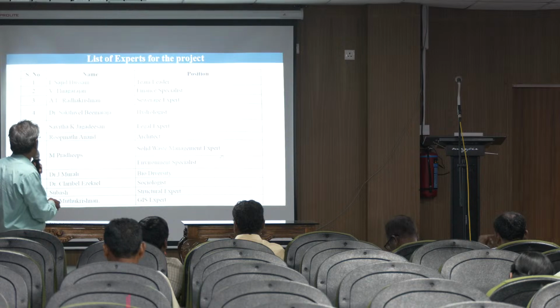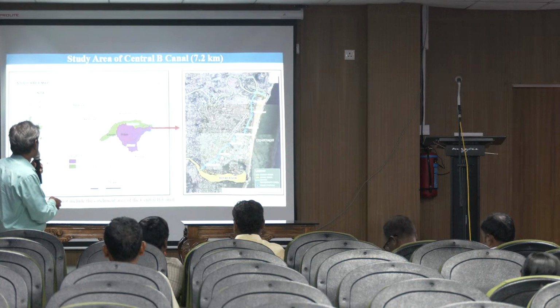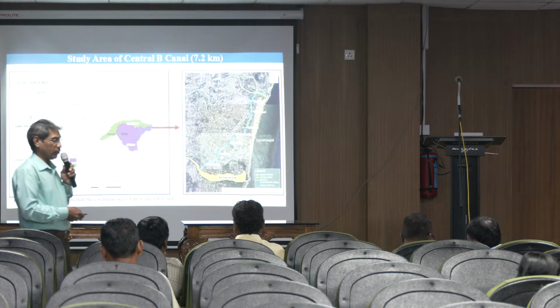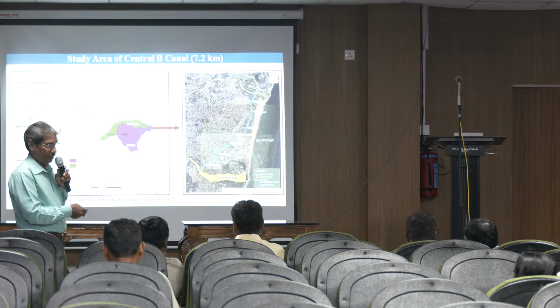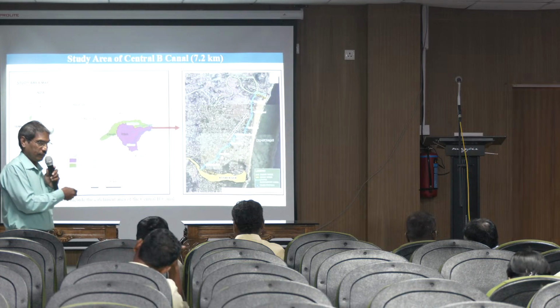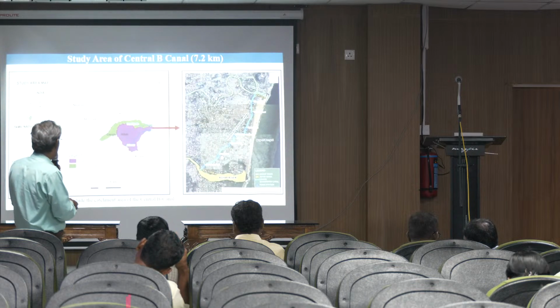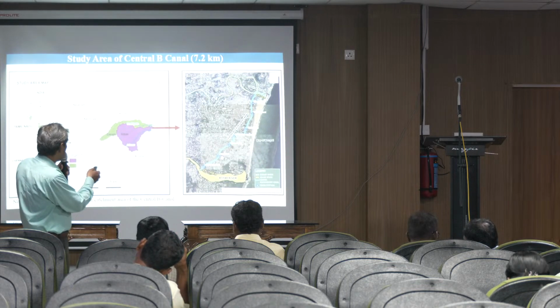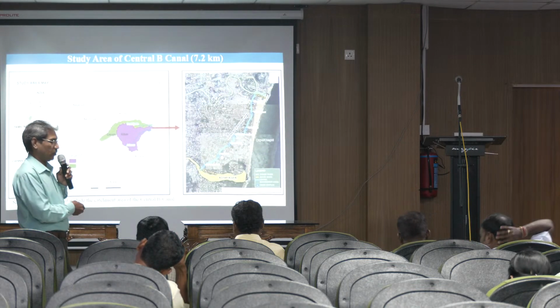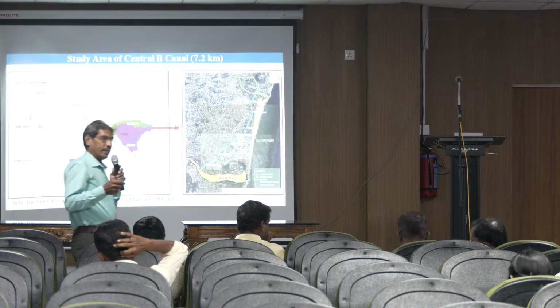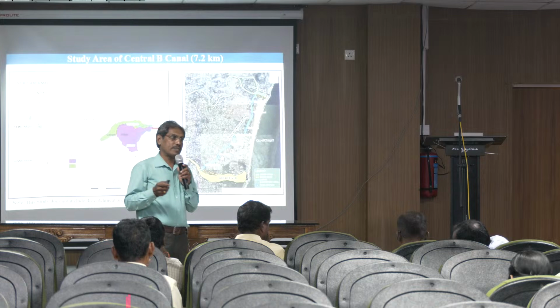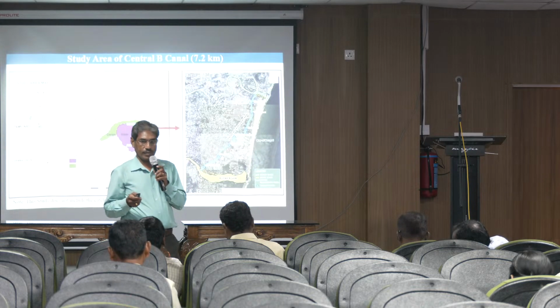Okay, so this is the study area, 7.2 kilometers. I will show some of the maps later, and I will explain what we are doing in this study. So 7.2 kilometers from the Koovam river to the Adyar estuary. So we connected the 7.2 kilometers. The width of the ROW, right of way, is 60 meters from the center line of the river.